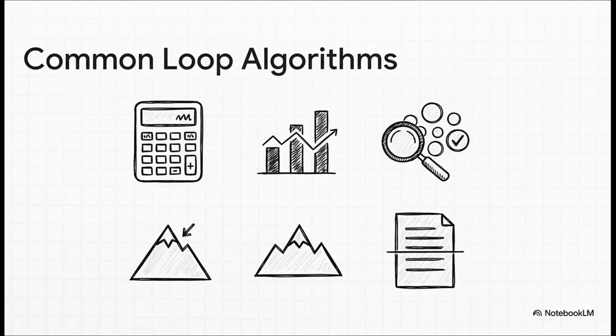You can use them to add up a whole series of values, find averages, count how many things match a certain criteria, find the biggest or smallest number in a huge data set, or even process every single character in a book. They really are the workhorses of data processing. But with all this power, it's also kind of easy to make a few mistakes.